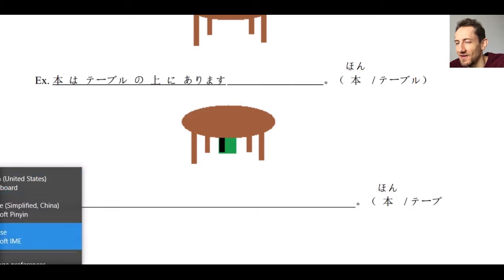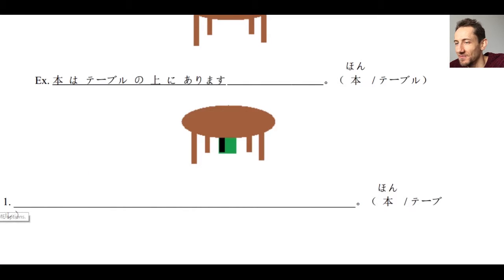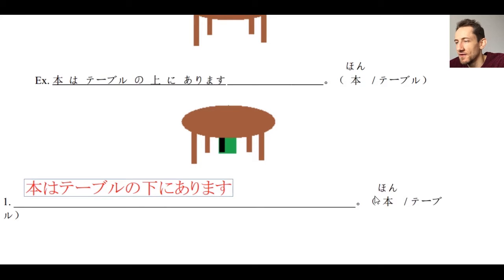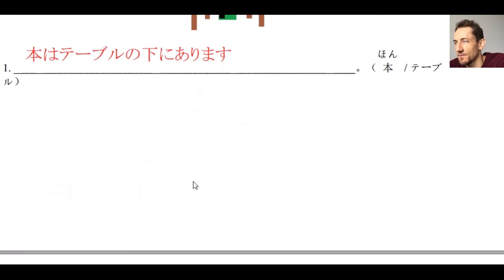I'm not sure if I'll make any mistakes or not when I'm typing, but hopefully I won't. So here we have number 1. So we have 本 and テーブル. So that would of course be 本はテーブルの下にあります. So it should look something like that. 本はテーブルの下にあります. So of course the book is below the table. So we use 下.